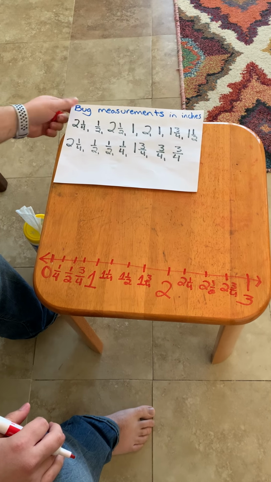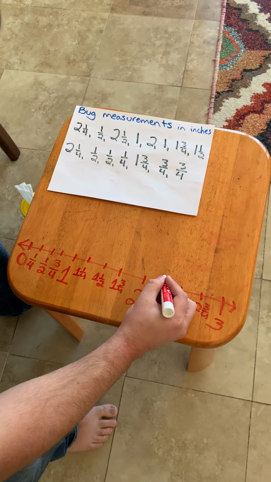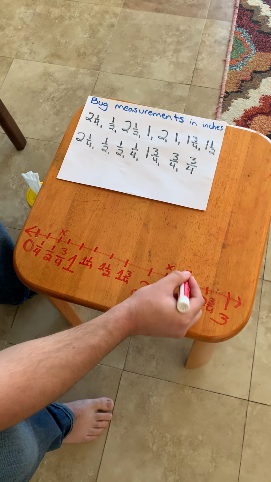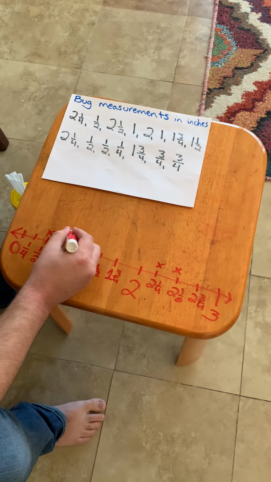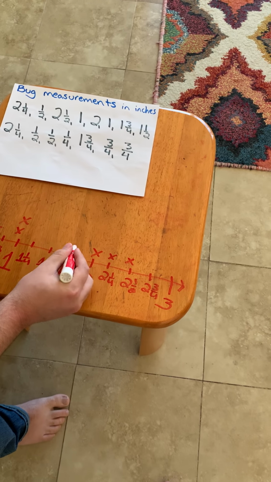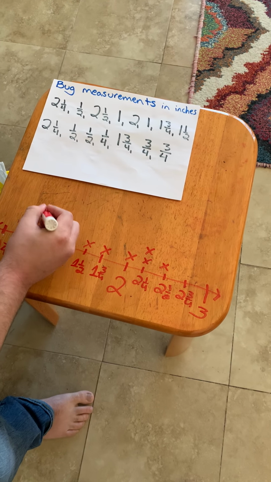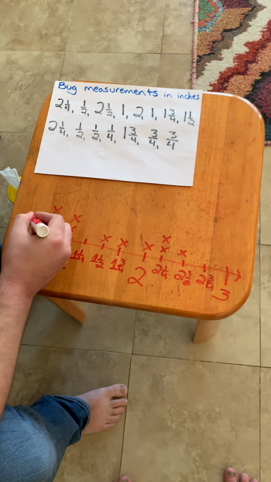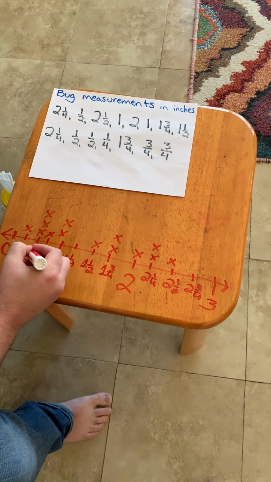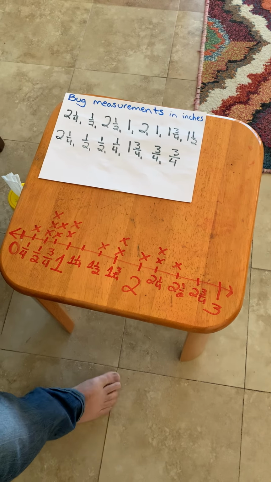Now I just need to go through the same thing, put X's down for each of the numbers I see. So I have 2 1/4 first. I have 1/2, 2.5, 1, 2, 1, 1 3/4, 1.5, 2 1/4, 1/2, 1/2, 1/4, 1 3/4, 3/4, and 3/4. So that would be my last line plot using fourths.